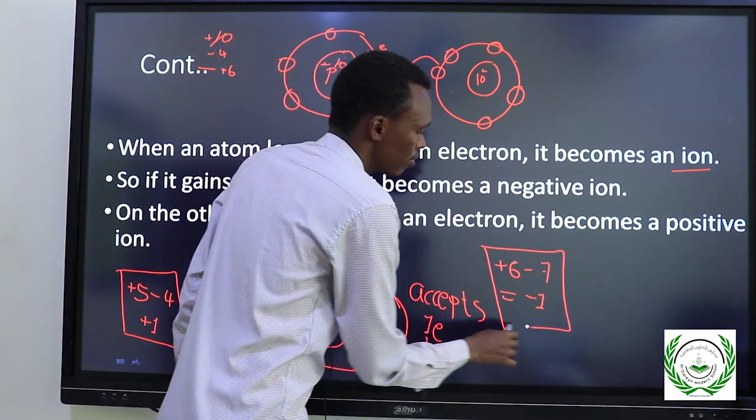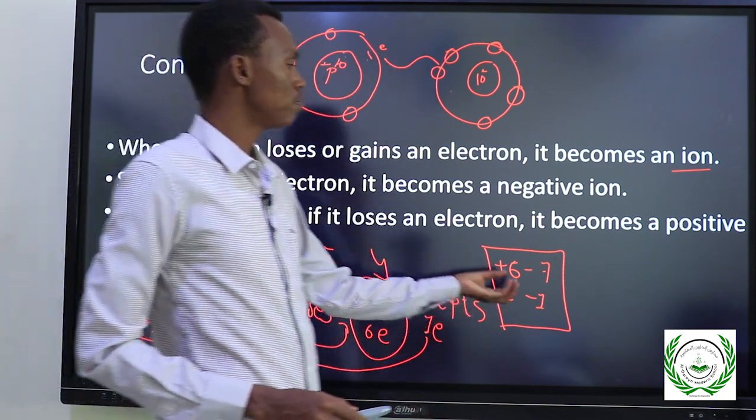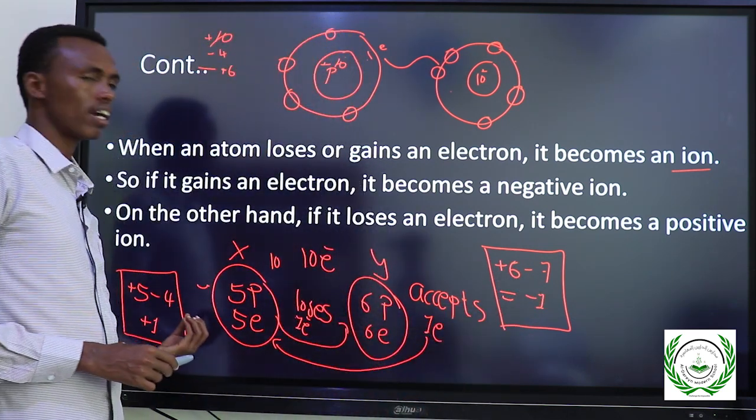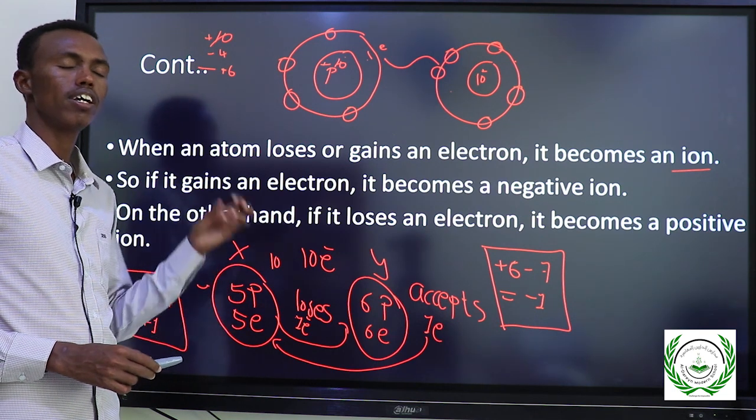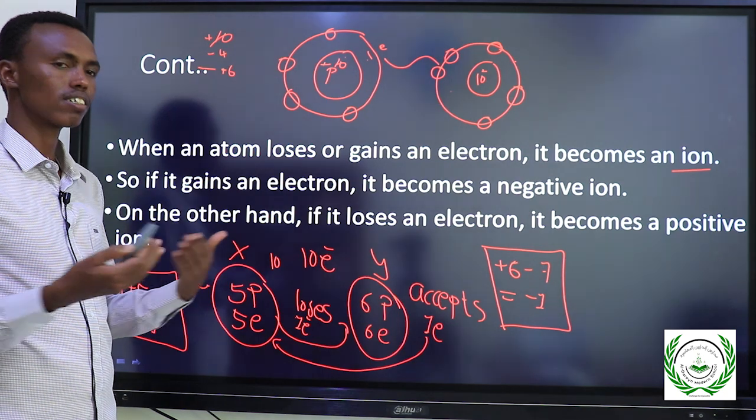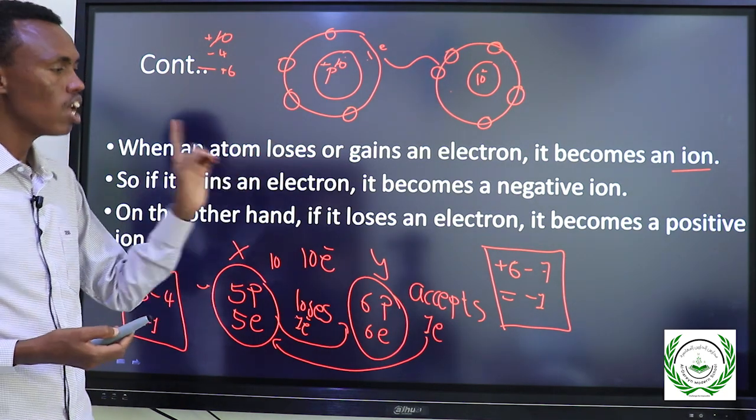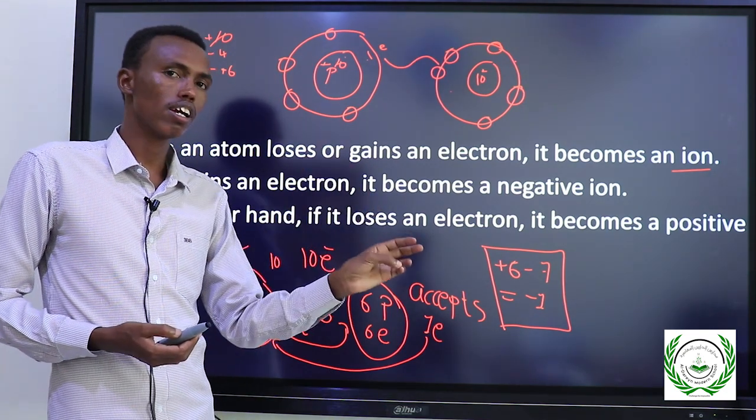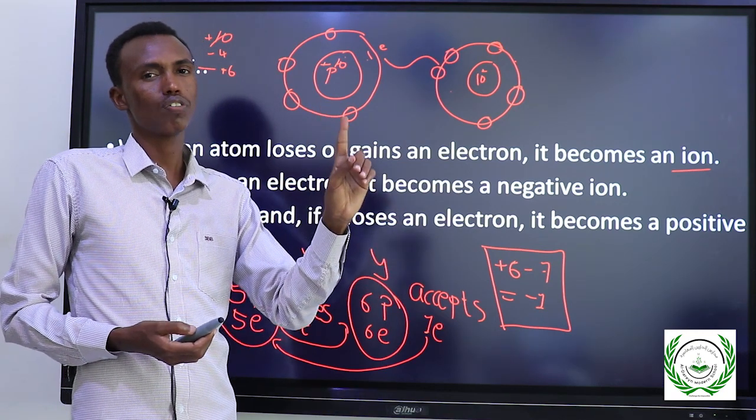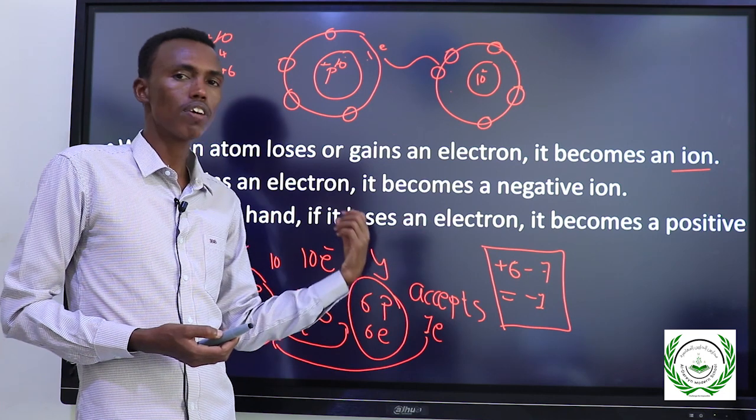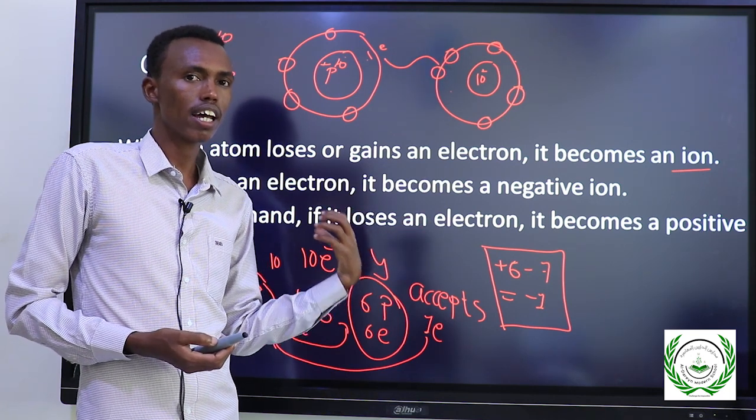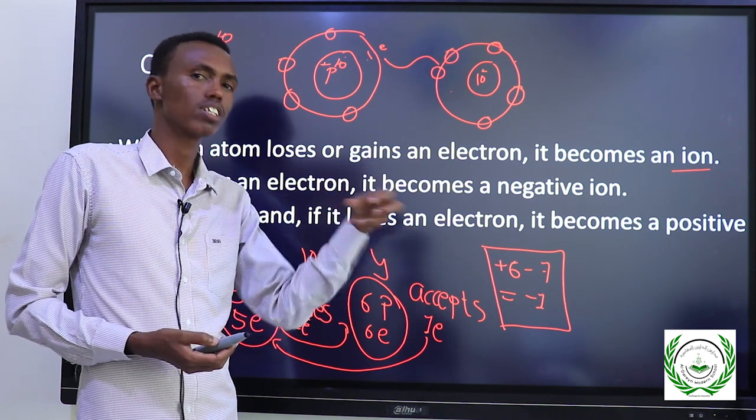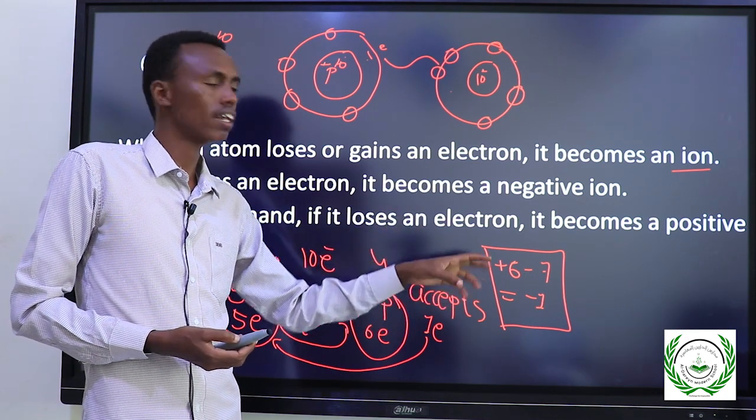So now this one accepts 1 electron, it became a negatively charged element. This one lost 1 electron and it became a positively charged element. So that's what it means. Whenever it loses an electron, it becomes a positively charged ion. Whenever it gains an electron, it becomes negatively charged. And the reason is that whenever it loses an electron, the number of protons in that atom will exceed the number of electrons in that atom. On the other hand, the same is true vice versa.